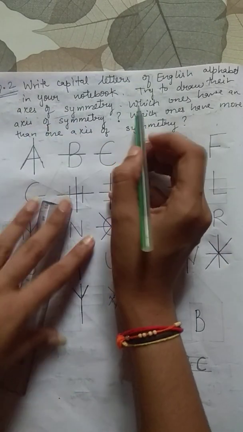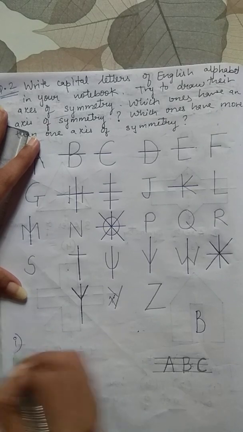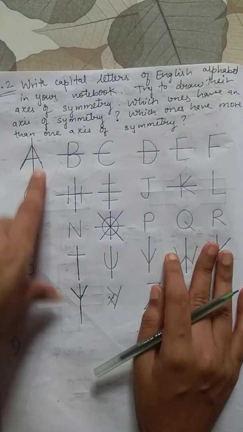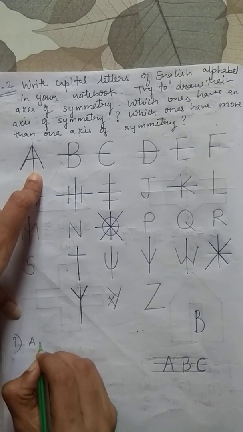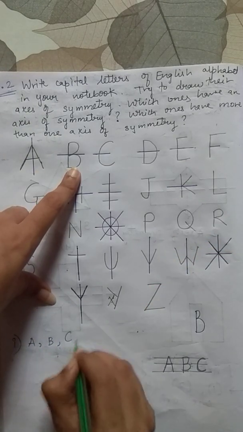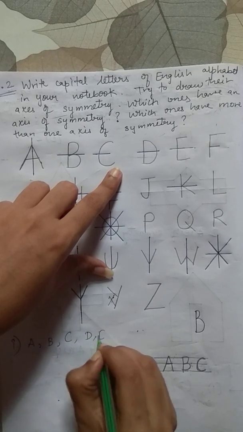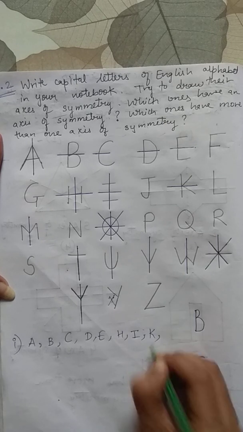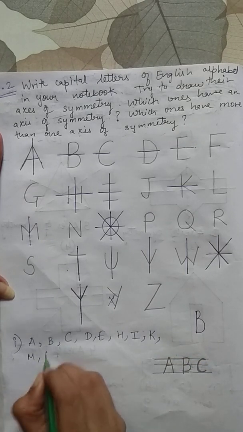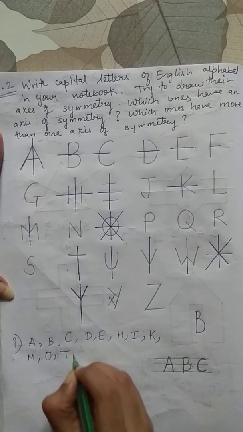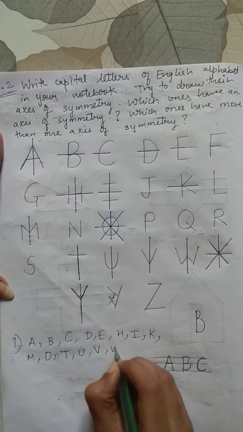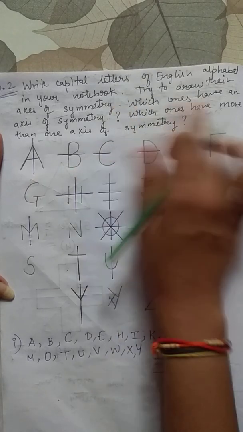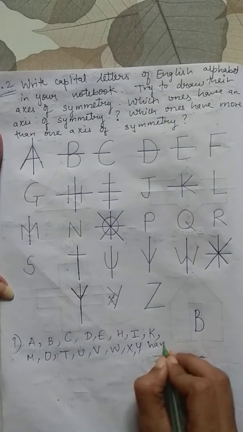So our first question: which ones have an axis of symmetry? A, B, C, D, E, H, I, K, M, O, T, U, V, W, X and Y. These letters have an axis of symmetry.